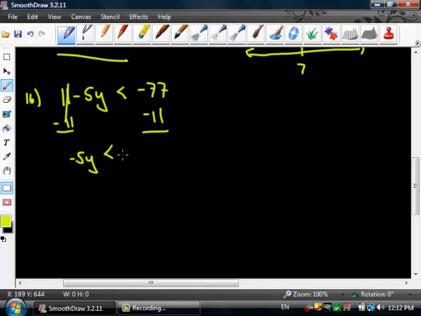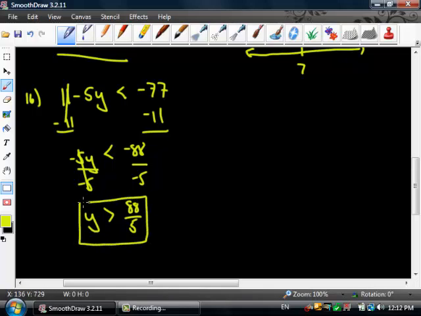So negative 5y is less than negative 77 minus 11, which is negative 88. We're going to divide by negative 5. And can anyone raise their hand and anticipate what is this caveat that I speak of? Catherine. You have to flip the inequality, and also negative divided by negative is going to turn into a positive. So don't write negative 88 over negative 5. Just make it easy on yourself and go 88 over 5.